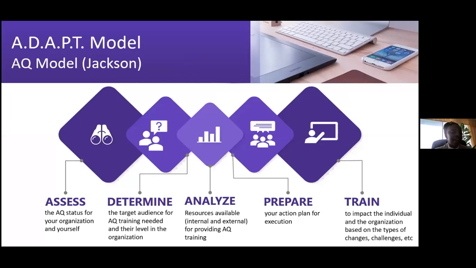So it begins with assessing the AQ status, gets into looking at what steps need to be taken to determine the needs of the target audience, analyzing what resources are in place, what resources need to be obtained to provide the AQ skill development, creating an action plan for that by preparing it, and then actually executing and training them. This is something that I was working on customizing to businesses as well, because COVID-19 has made it so relevant. So that is actually something I have in process, how to customize this model as a business approach to AQ. But it still has strong relevance to how we develop ourselves, how we develop our people, and what we can do to promote AQ skill development as a high priority.